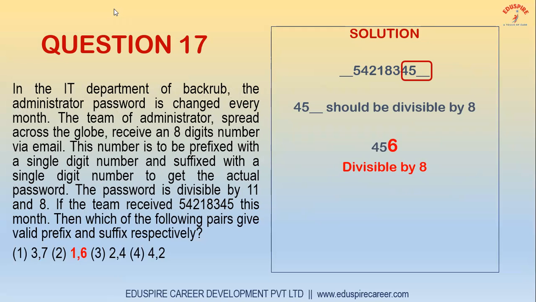What if I take the second one? Yes, 456 is divisible by 8. In fact, that will be my answer. Just to practice, we will look at why the other two are not my answer. You see, 454 is not divisible by 8. Neither is 452. Hence, option 3 and option 4 will also get eliminated, right? So we are back to our answer. That is option number 2.